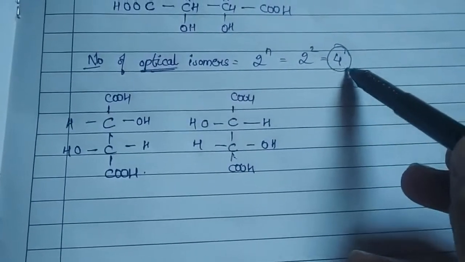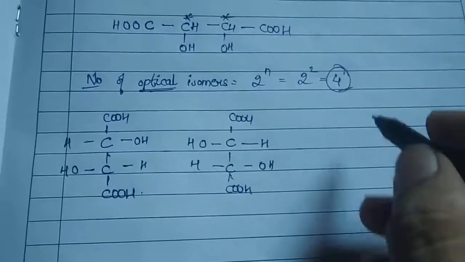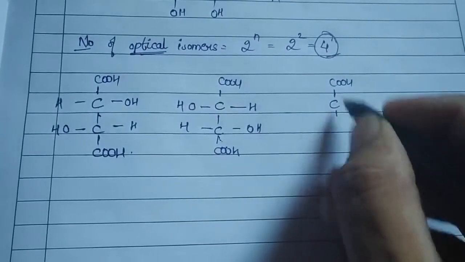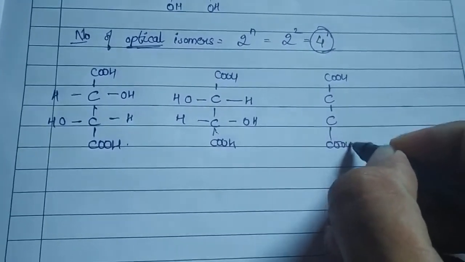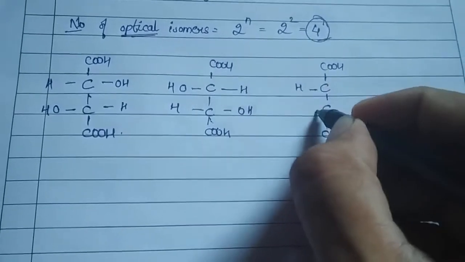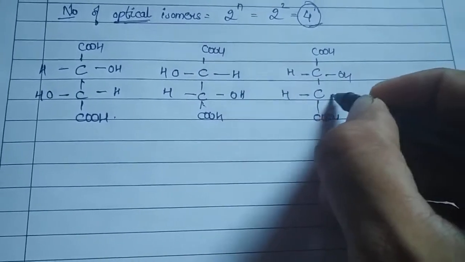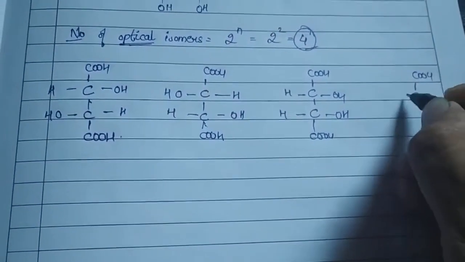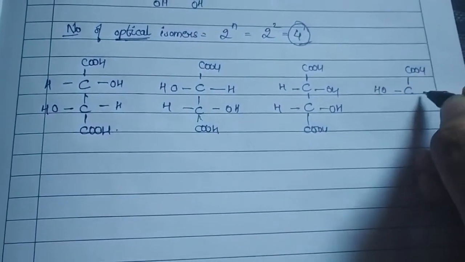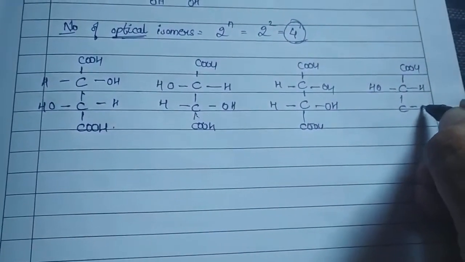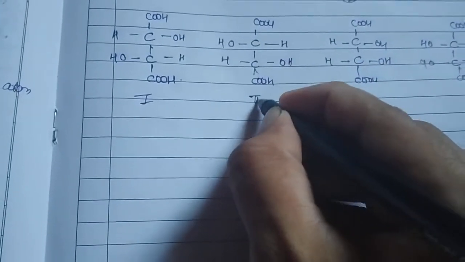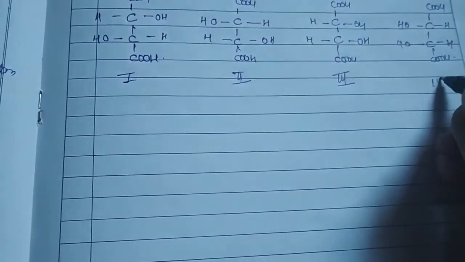But there are how many isomers? 4 isomers. So what are the other possibilities of the structures I can write? Yes, COOH. Here one C, here one C, and here COOH. Another possibility was this one H and an H. Here OH and an OH. Another part COOH. Yes, here what I can write? OH, H. Here I can write as what? H, OH. Here COOH. So now this is your first, second, third, and the fourth structure.